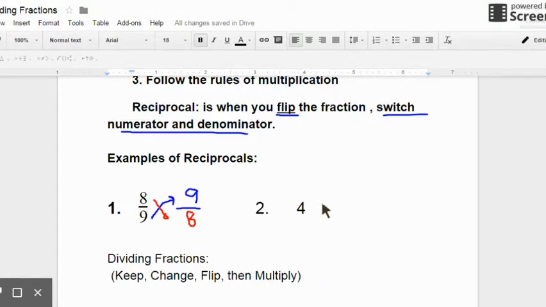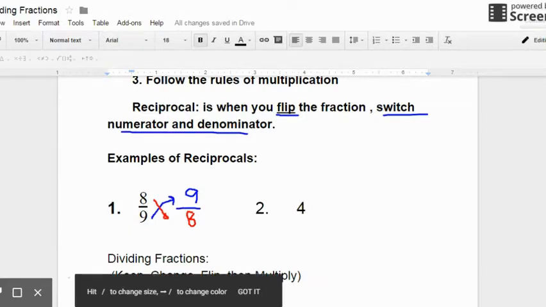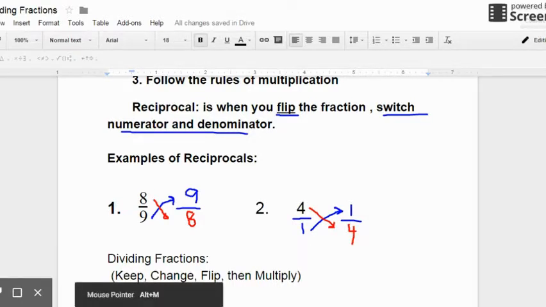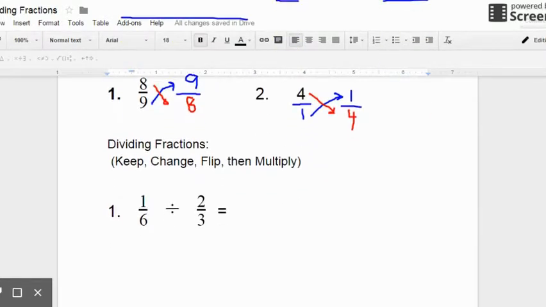Even whole numbers, you look at example 2 over here, even whole numbers have reciprocals. If you remember from the last lesson, how do I change a whole number to a fraction? I simply put it over 1. So now we have a fraction. To make a reciprocal of 4, or 4 over 1, the 1 goes to the top, and the 4, or the numerator, goes to the bottom. So that's a reciprocal, just simply flipping around the numerator and denominator.